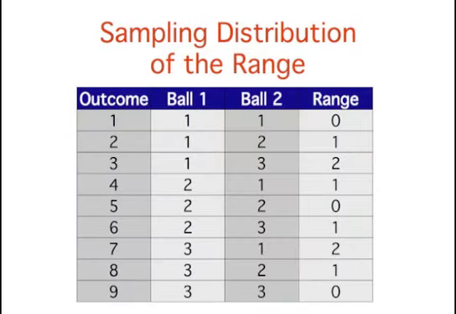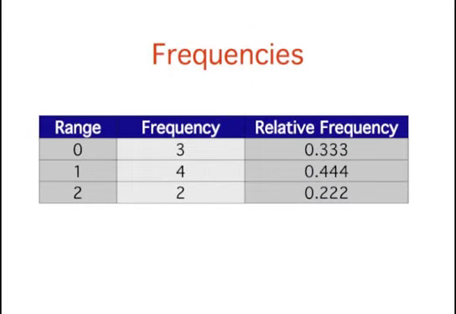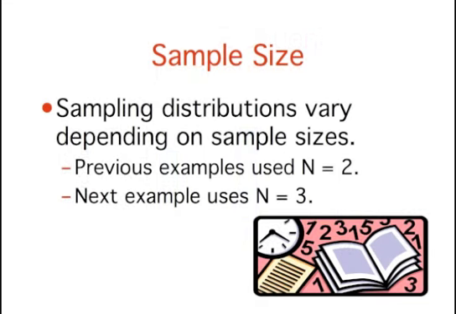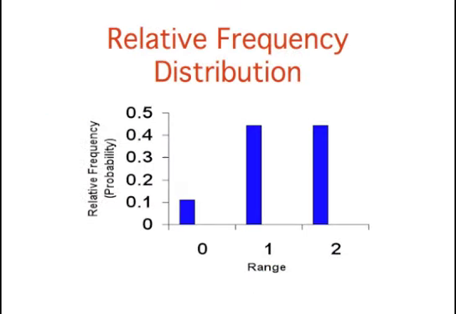It's important to keep in mind that every statistic, not just the mean, has a sampling distribution. This table shows all the possible outcomes for the range of 2 numbers. This table lists the frequencies of each range. This graph illustrates the sampling distribution of the range for this discrete distribution. It's also important to keep in mind that there is a sampling distribution for various sample sizes. For simplicity, we have been using a sample size of 2. This graph illustrates the sampling distribution of the range for a sample size of 3.